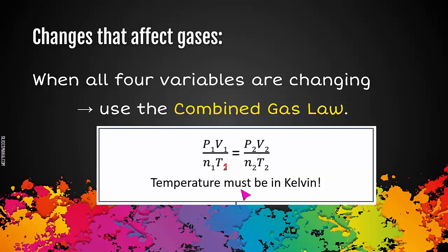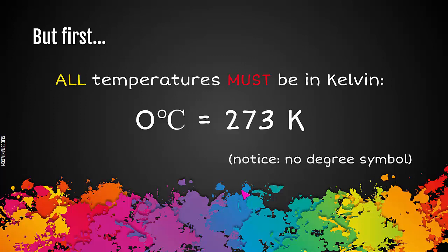Little side note here, all temperatures must be in Kelvin. And a reminder, to convert temperatures from Celsius to Kelvin, you add 273, and make a little mental note that there's no degree symbol. We just say Kelvin, not degrees Kelvin.